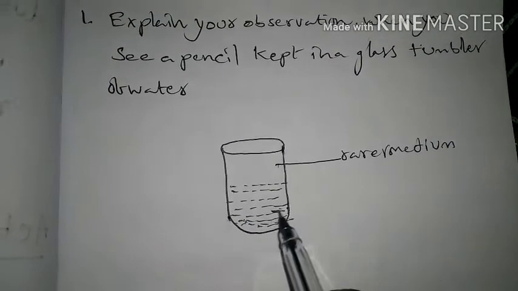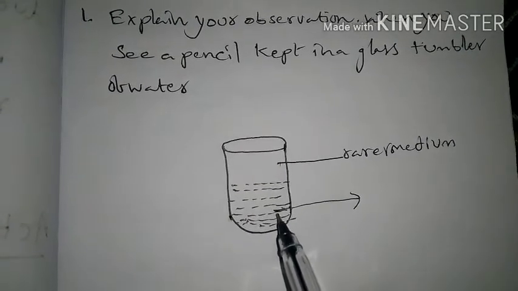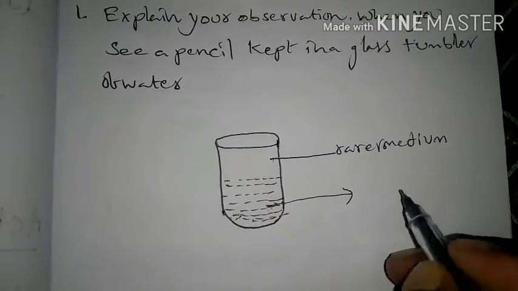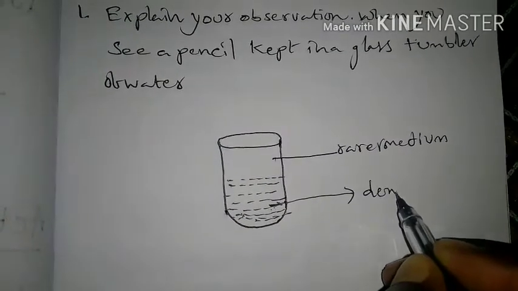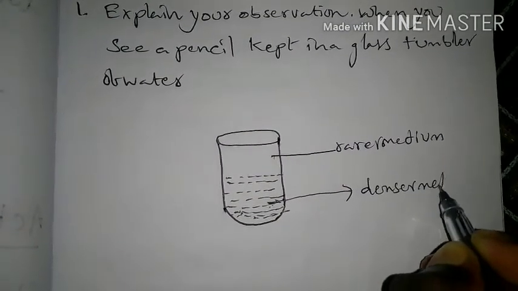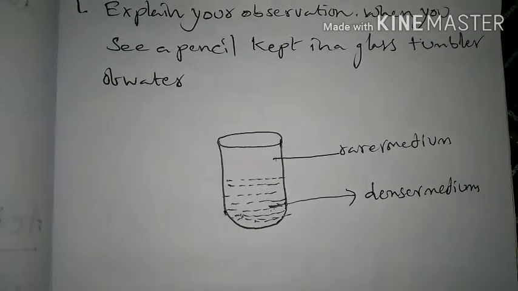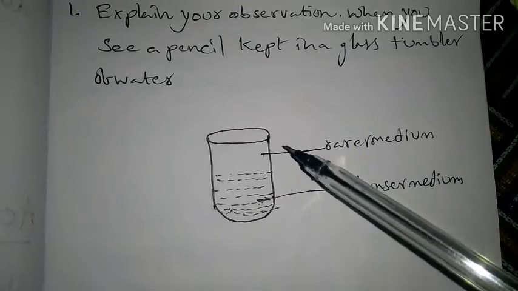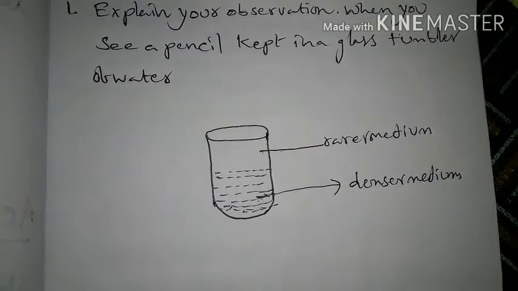This is the denser medium. Denser medium is water. How many mediums are there? There are two: rarer medium and denser medium.